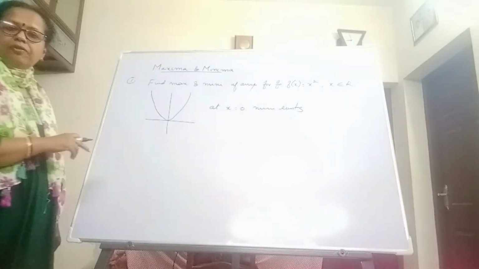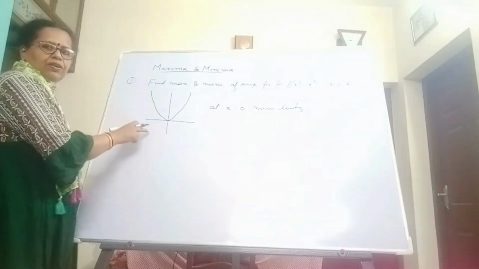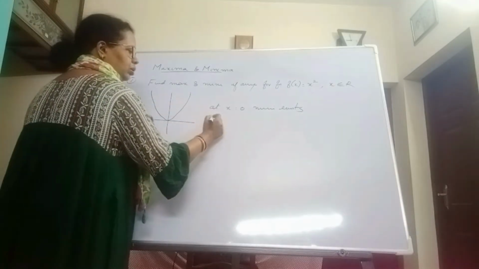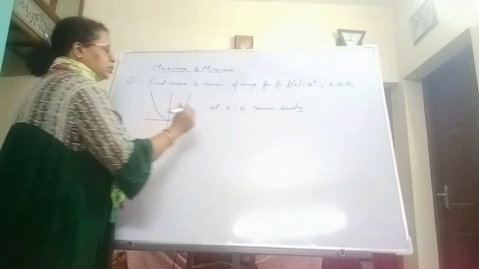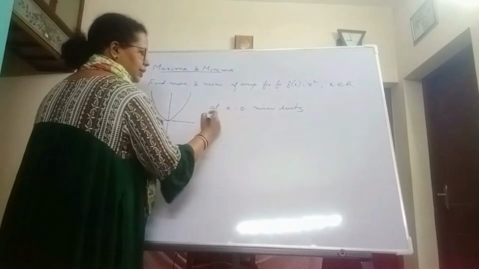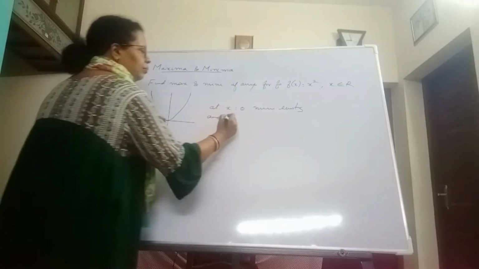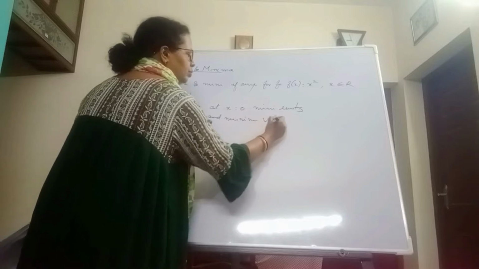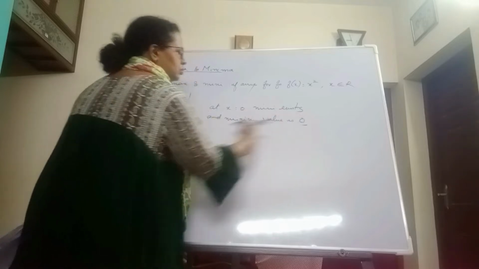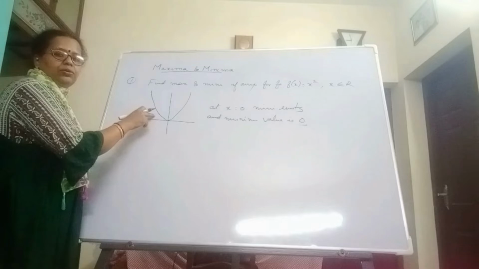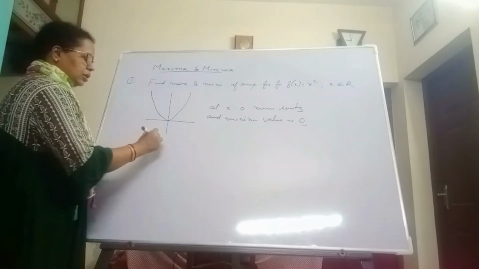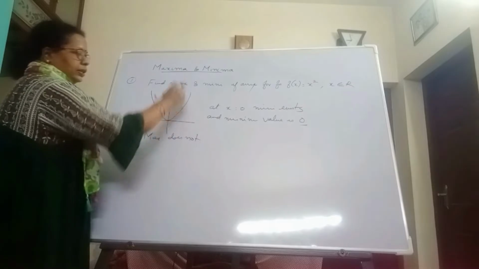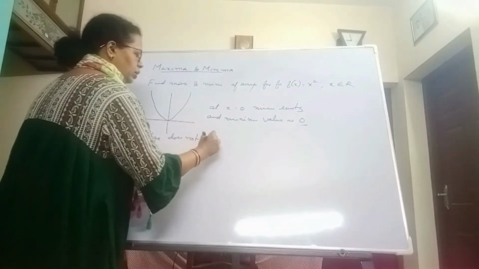And what is the minimum value of the function? The value of the function is f of x or y. What is the minimum value? It is also 0 because y is 0. So the minimum is at x equal to 0 and the minimum value is 0. And what about the maximum value? We will write maximum does not exist because the graph is going on.